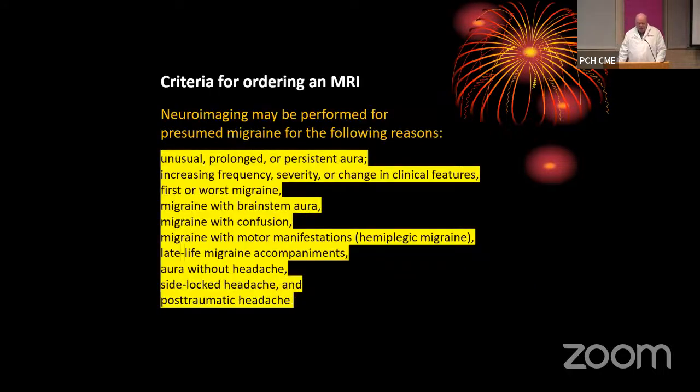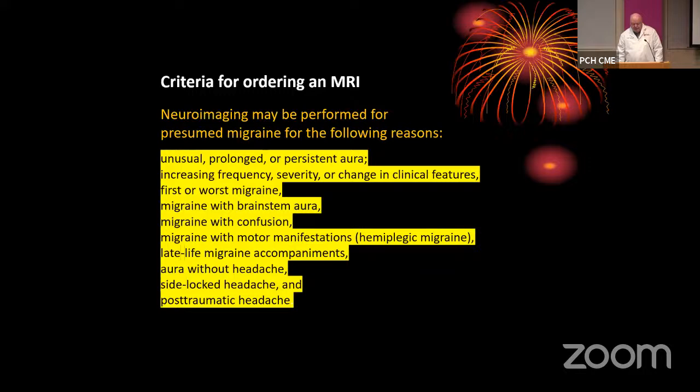And the criteria for ordering an MRI, and Rob will also go over this: neuroimaging may be performed for presumed migraine for the following reasons: prolonged or persistent aura, increasing frequency, severity, or change, first or worst migraine ever, migraine with brainstem aura, migraine with brainstem aura with motor manifestations, hemiplegic migraine, late life migraine, aura without headache, side-locked unilateral always headache, and post-traumatic headache.